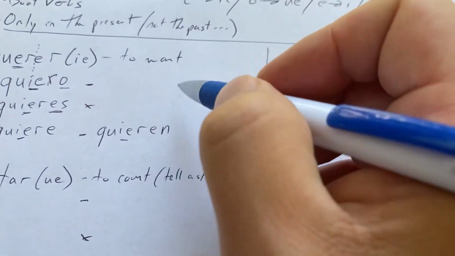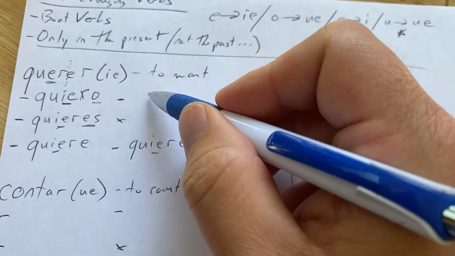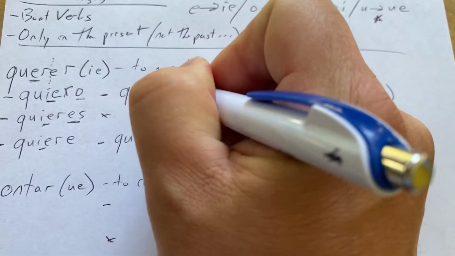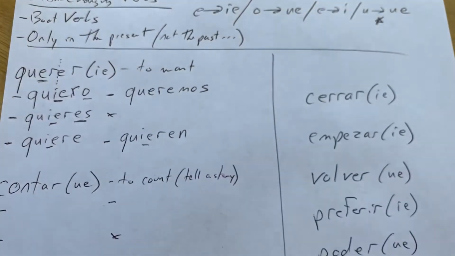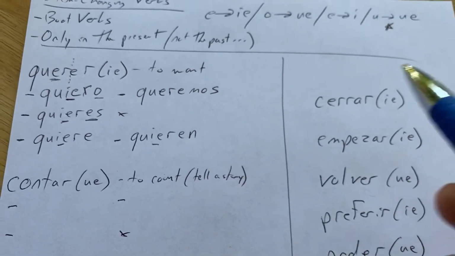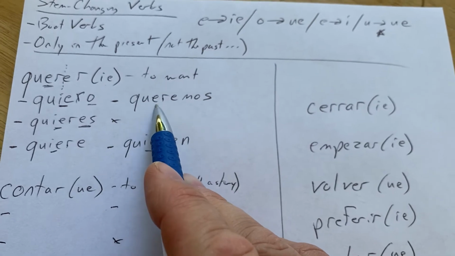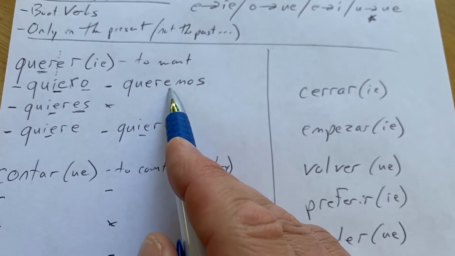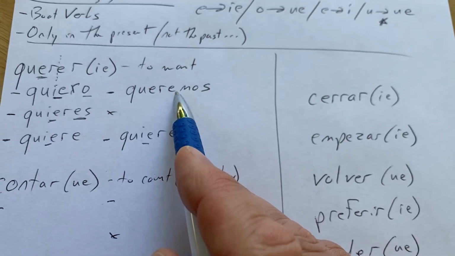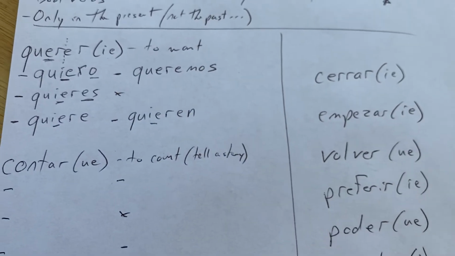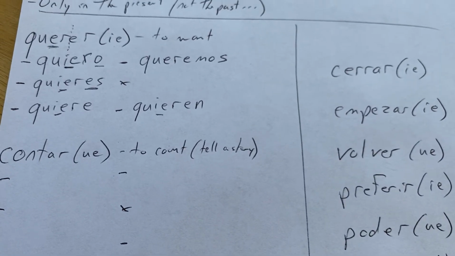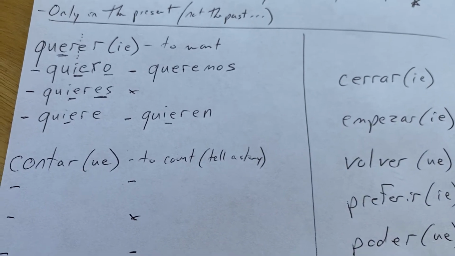Now, you might be saying to yourself, but what about the nosotros form, the we form? I'm going to show you that one. Queremos. Notice what did not happen. That did not stem change. But this right here is normal. That's the ER ending for the nosotros form. So what I want to do is, and I'll explain something, and I want to see, can you see the nickname in this verb just yet?